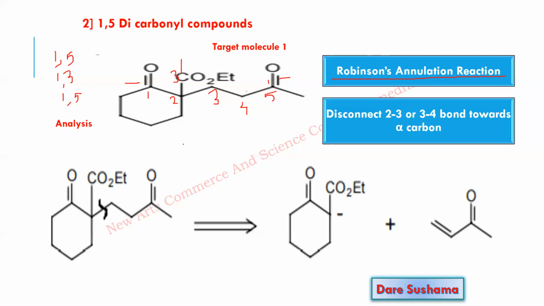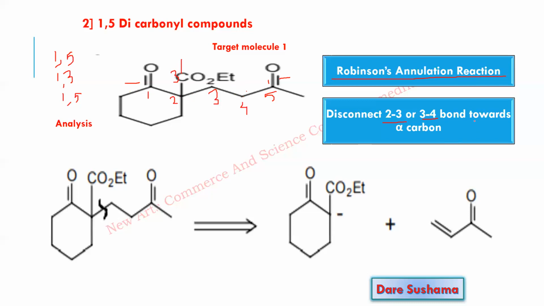So now the question arises where to disconnect. Once you number it, the best disconnection is either 2,3 or 3,4. So where is 2,3? Here it is 2,3 and 3,4. If you number from this side, it is 1, 2, 3. So this will be 2,3 and this will be 3,4. From either direction you number it, 2,3 or 3,4, only this disconnection we have to discuss.